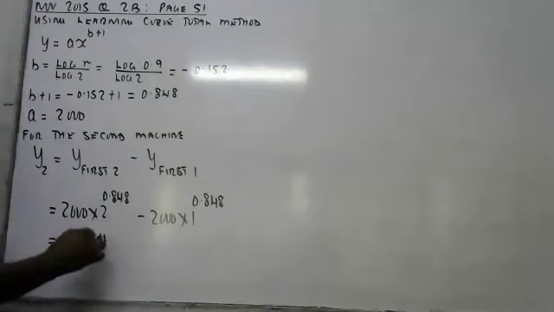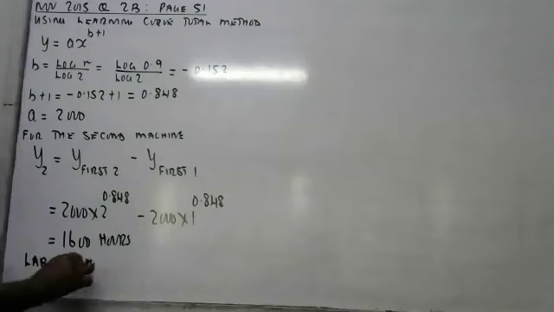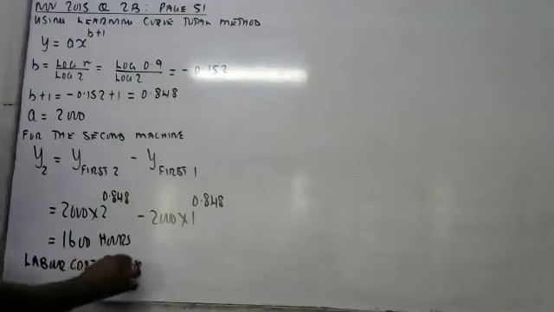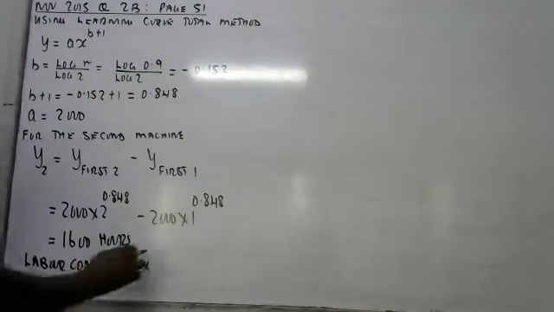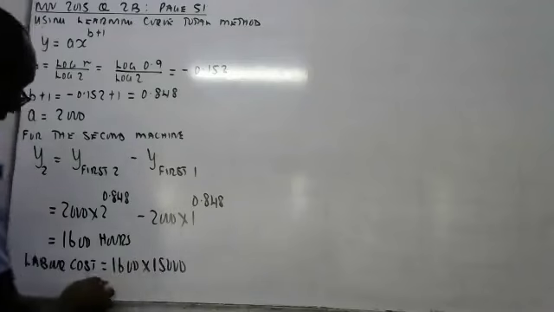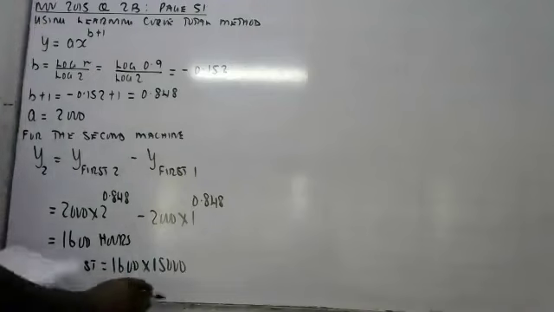1600 hours. Something else that is affected by the time is labor costs. So labor cost then will be 1600 times. You can see up there they are paying 15,000. So this is Kenya shillings, how much? 24 million.